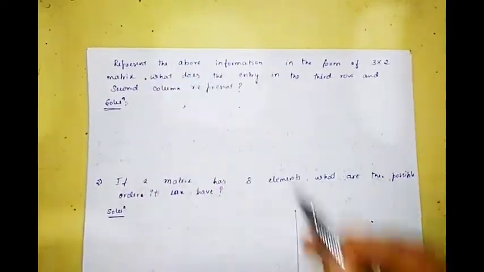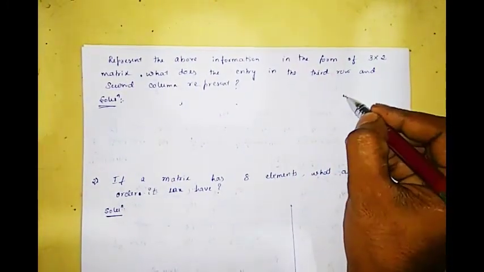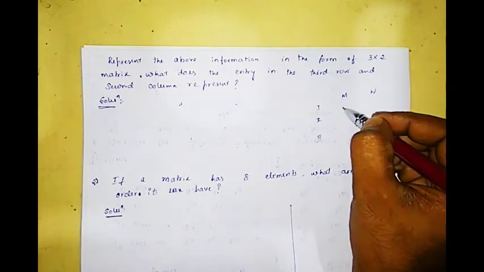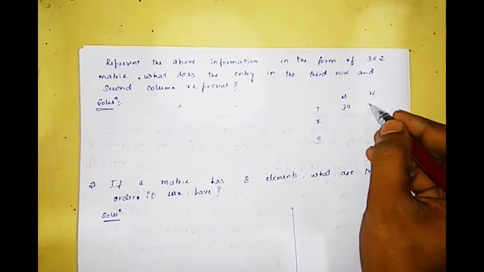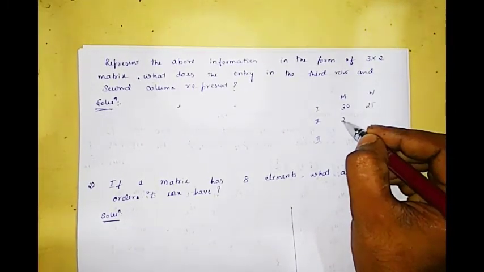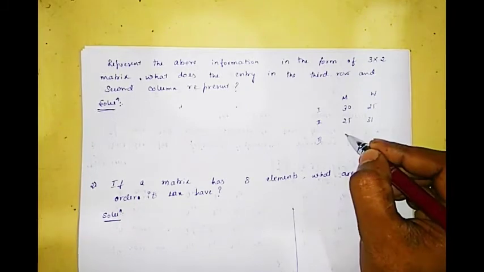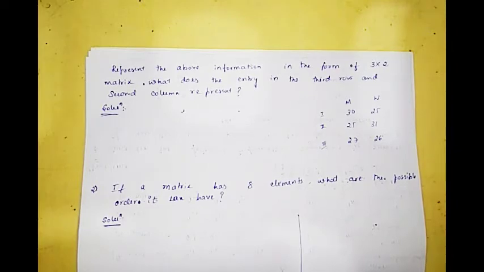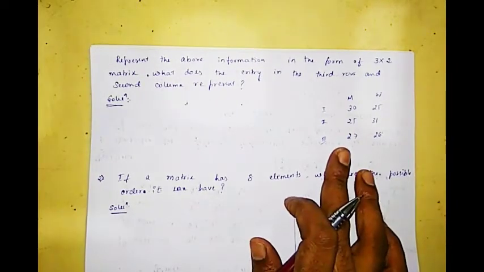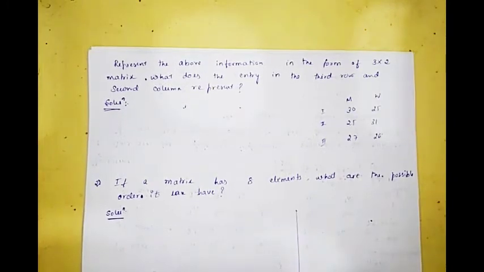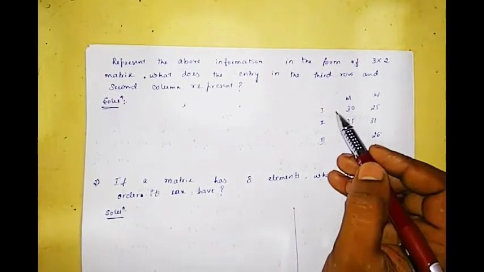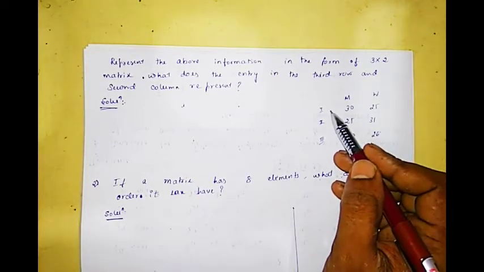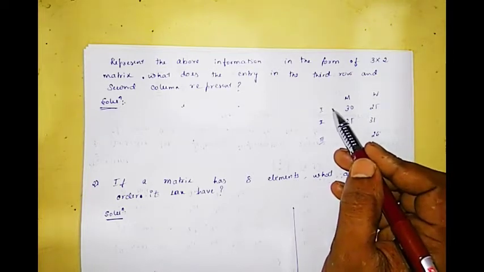Here we have to represent the above information. I will write the information here: men workers, women workers, factory 1, factory 2, factory 3. There are 30 men workers, 25 women workers. In factory 2 there are 25 men workers, 31 women workers. In factory 3 there are 27 men workers, 26 women workers. This information we have to represent in the 3 by 2 matrix. Why is a 3 by 2 matrix given? They also mention there are 3 factories, and each row depends on the factories.